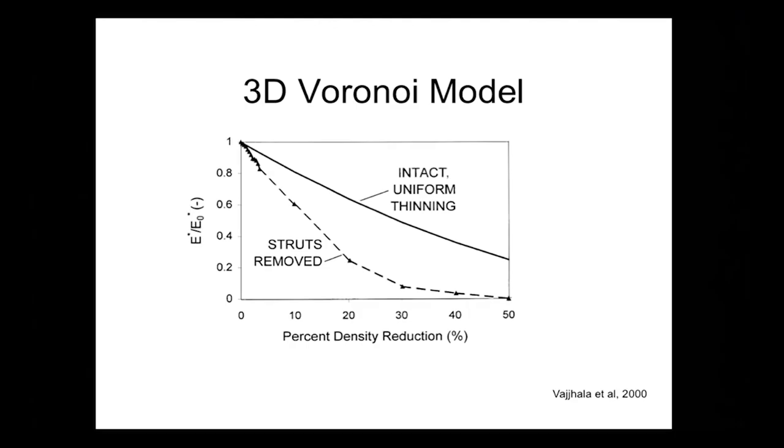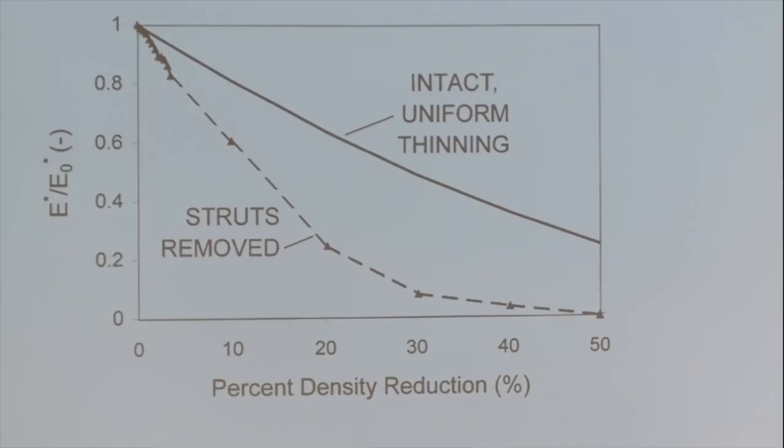Also, the other thing to look at here is for 3D, the percolation threshold is 50%. It makes sense that if it's in 3D and you've got struts in all directions, you're going to have to remove more of them. You're going to have to reduce the density more to break it into two separate pieces at the percolation threshold. So that was the 3D model there.